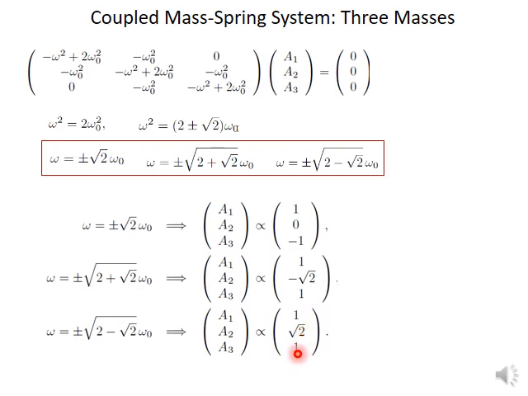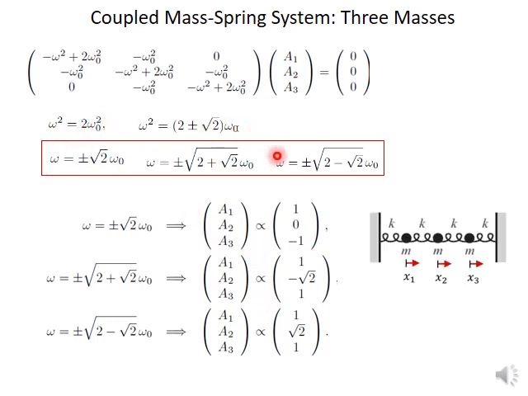So you can easily see what kind of solution each of these omega squared represents. For example, if you look at this one, it represents that the first mass, if it displaces in the positive direction, the second mass won't move, and the third mass would move in the left direction. So this solution represents that kind of oscillatory motion in this system.